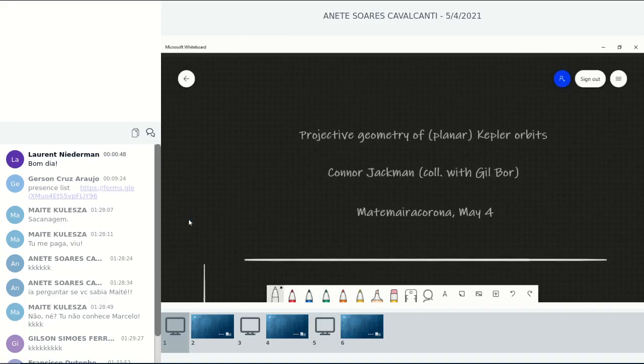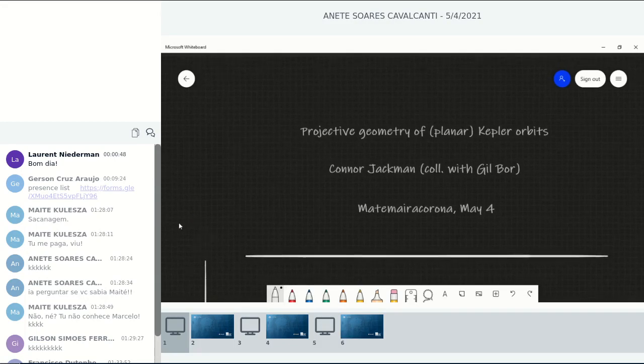But the topic I chose is an ongoing project I've been working on here at CIMAT with Gilboa. Can you see my mouse if I want to point at things? Yes, we can see. Okay, great.